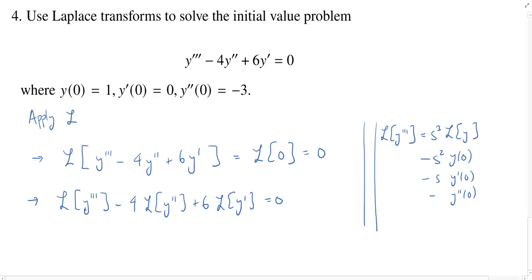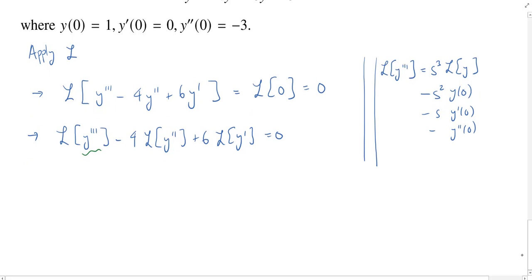Now we can rewrite y triple prime as s cubed times L of y minus s squared times y of 0. What's our y of 0? It's equal to 1, so this will just be minus s squared. Then we have minus s times y prime of 0, and y prime of 0 is 0, so we won't even get this s term. And then we have minus y double prime of 0, and y double prime of 0 is minus 3, so minus minus 3 is going to be plus 3. That handles this first Laplace transform.